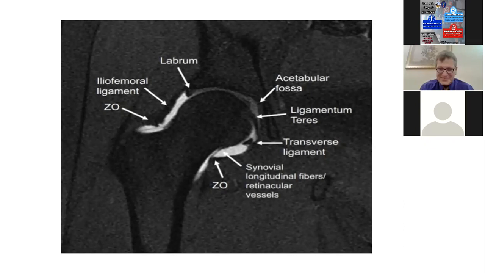This is the usual photo. You can see very clearly the acetabular fossa, the ligamentum teres, the transverse ligament, and the synovial longitudinal fibers, very thin, it's very nice. And the labrum, the superior one, the iliofemoral ligament, all of them are signal loss, black. So any bright signal inside means suspected tear or partial tear.